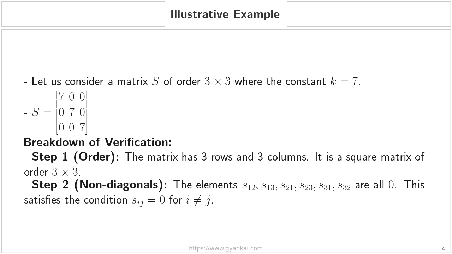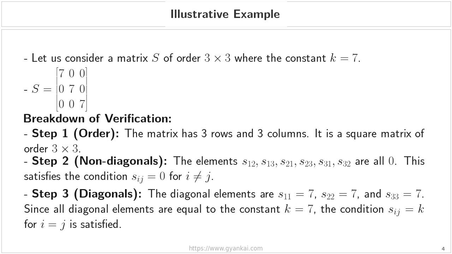This confirms that the condition where the row index is not equal to the column index is fully satisfied. Third, we examine the diagonal elements. Looking at the entries in the first row first column, second row second column, and third row third column, we see that they are all exactly 7. Since all these diagonal elements are equal to our constant k, which is 7, the final condition is met.